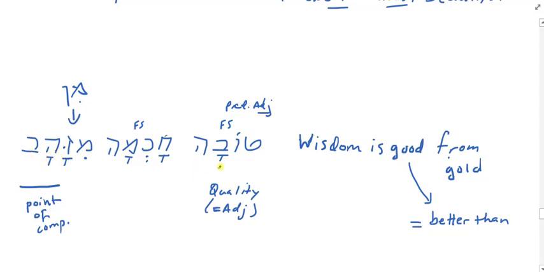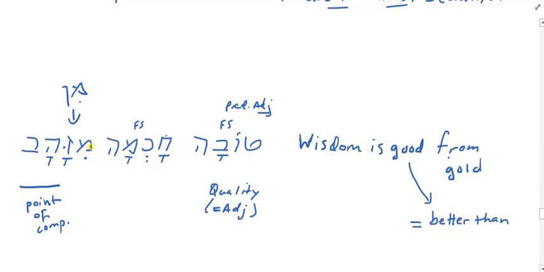Now if you just read this sentence, Tova chokma, this is a predicate adjective. Notice it goes before the noun, and so it can't be an attributive adjective. And so it agrees with its noun in gender and number, but it comes before, so it's got to be a predicate adjective. It's saying good is wisdom. Good is wisdom.